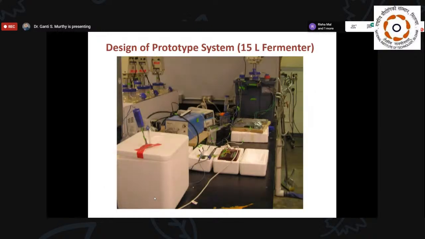So this is the physical system that I have built. What you see here is a fermenter, about a 15-liter fermenter that has hot water and cold water jackets around it, an enzyme pump here, a pH and pH pumps there, and we have a data acquisition system, and it is connected to a laptop somewhere in this corner. So that is essentially how this whole system was laid out.